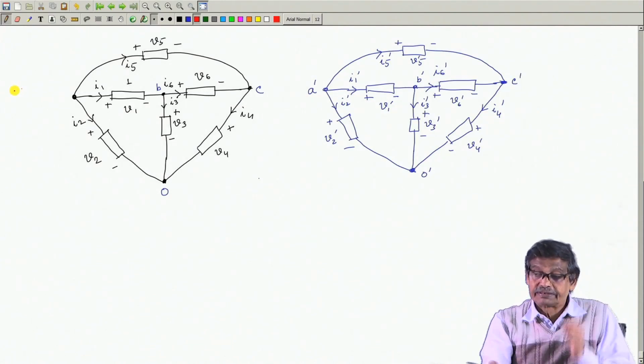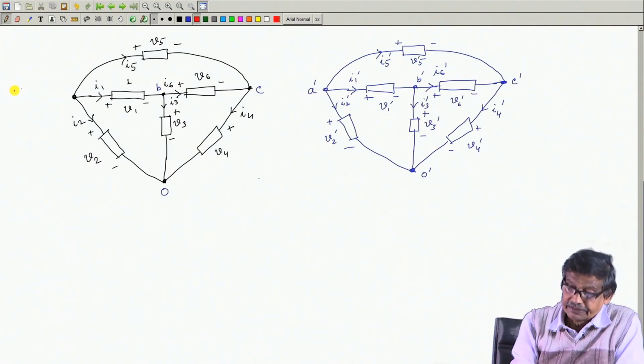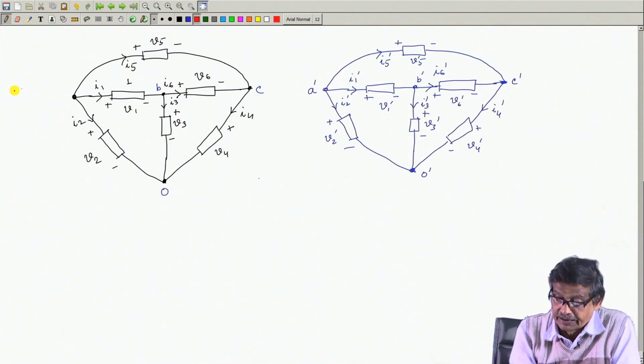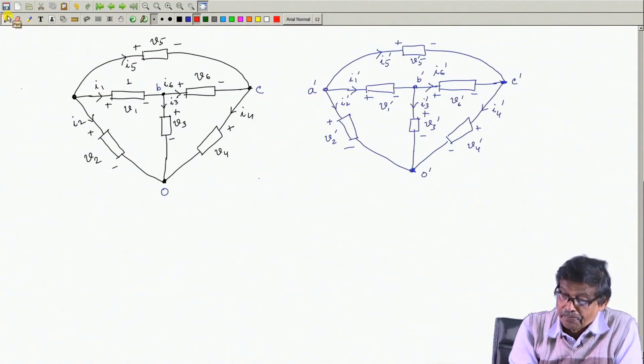Now, come to this circuit once again. What I will be doing is this, as suggested by Tellegen, now let us try to calculate V 1 and then I 1 dashed.